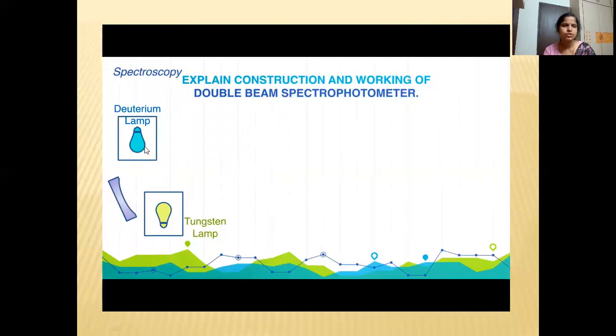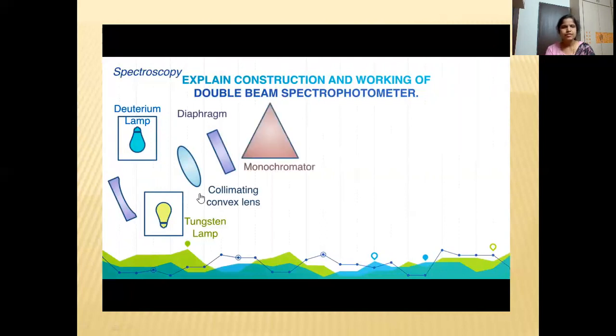So these are the light sources. What we are showing is deuterium for UV, or you can take a hydrogen lamp for UV, and tungsten for visible. The light sources are passed onto the collimating convex lens. All the light will fall on this convex lens, which is passed through the diaphragm for setting 100% transmittance. And from the diaphragm, it has to be passed through the monochromator made up of prism and gratings.